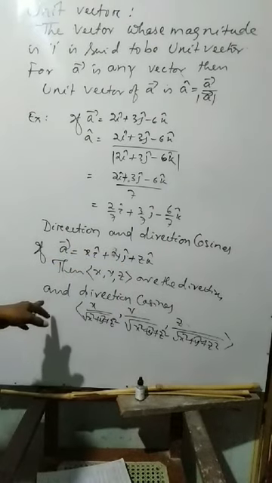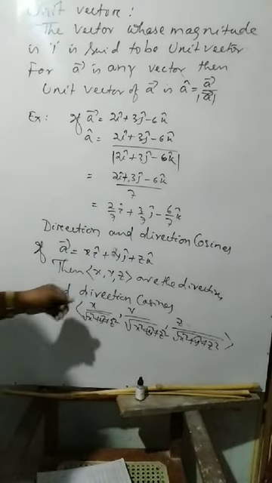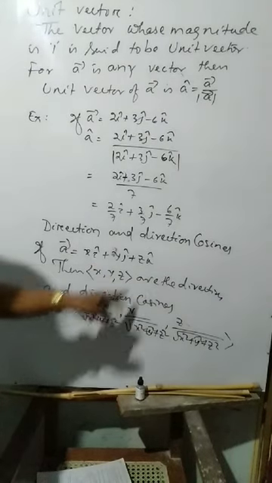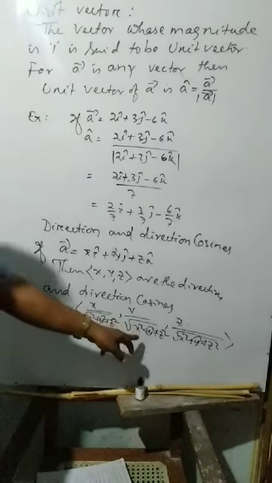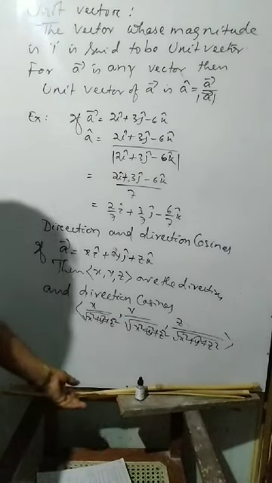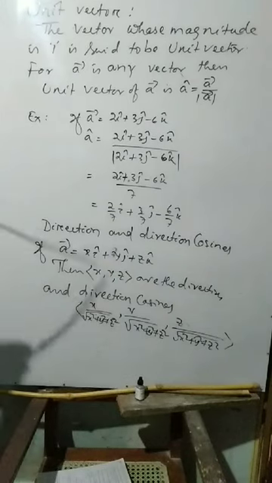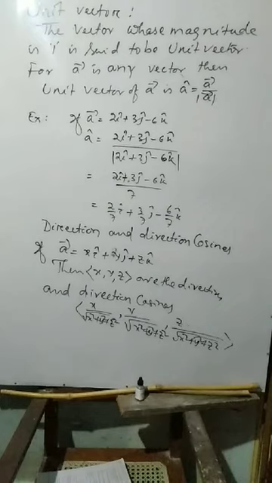So direction cosine, how to find the direction cosine? You look at x by square root of x square plus y square plus z square, comma y by square root of x square plus y square plus z square, comma z by square root of x square plus y square plus z square. By using this format, you find the direction and direction cosine.